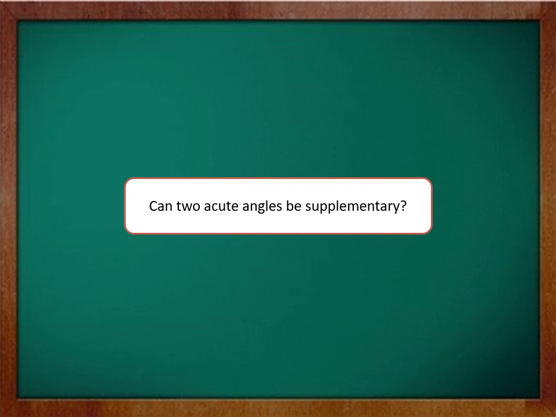Can two acute angles be supplementary? If both the angles are acute angles, each of them would be less than 90 degrees and the sum would be less than 180 degrees. Therefore, two acute angles cannot be supplementary. So in order for two angles to be supplementary, one of them has to be acute and the other one has to be obtuse.